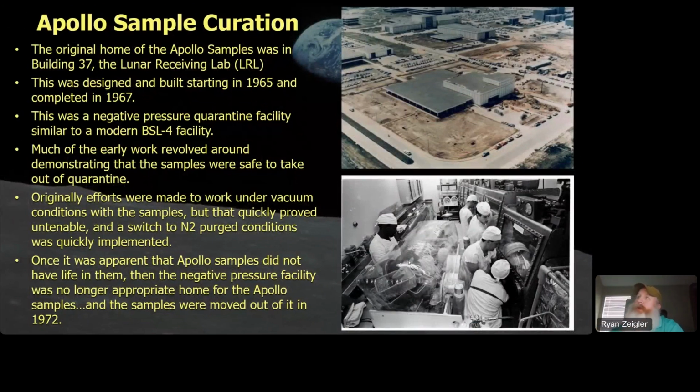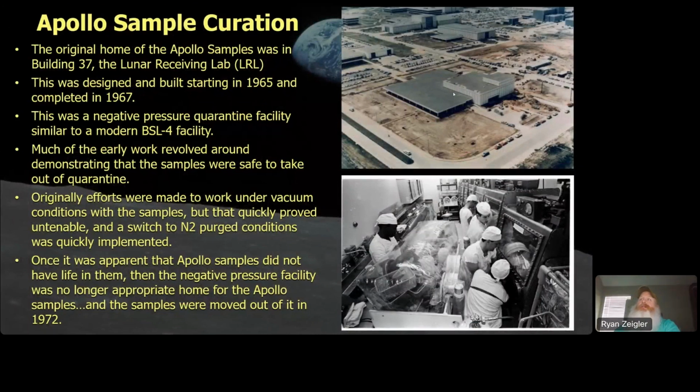All right. So let's talk about what happened to the samples when they came back. The original home for the Apollo samples was the Lunar Receiving Lab, the LRL. It was built in the mid-1960s and finished in 1967. Here you can see a picture of it, presumably not too long after it was completed. It doesn't even have sod laid down.